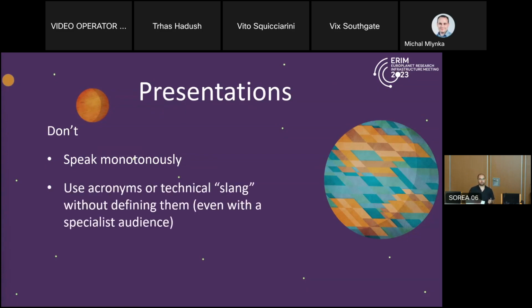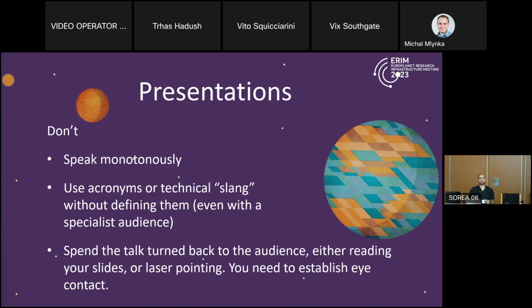Don't use acronyms or technical slang if people will not know them. It's part of adapting to your audience. Even if your audience is really specialized, they might have forgotten what, for example, FWHM means: full width half maximum. So you should always define such terms before using them in your talk. The same goes for a poster, by the way.